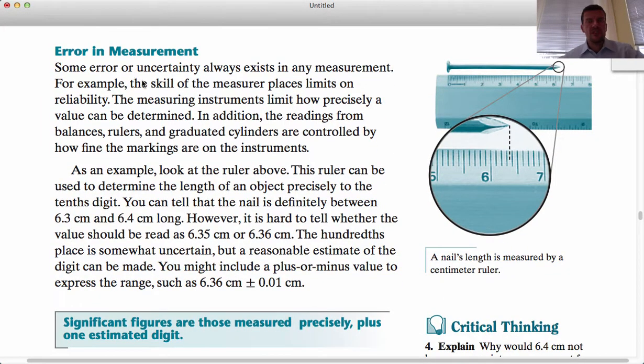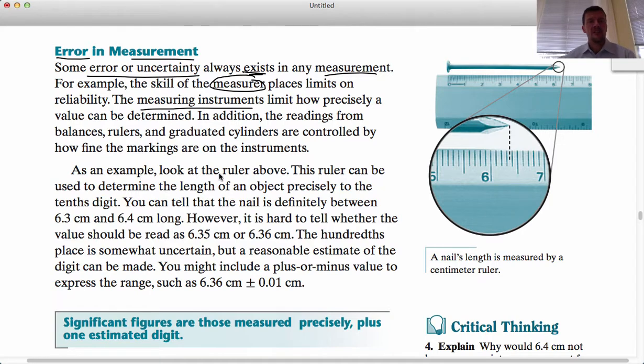Now, as we mentioned, there's always going to be error in measurement. Our measuring tools are not perfect, and us as humans are not perfect. So there's going to be some error. There's always going to exist error and uncertainty in any measurement. That's because of the measurer, and it's also because of measuring instruments. There are limits to how precise we can be.